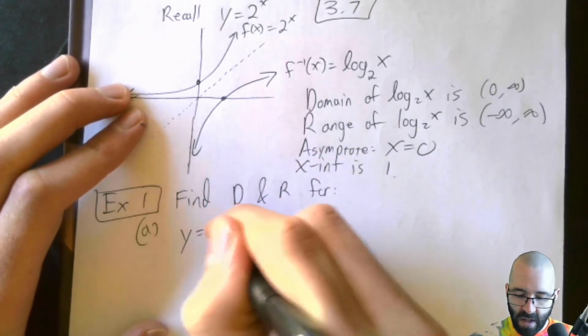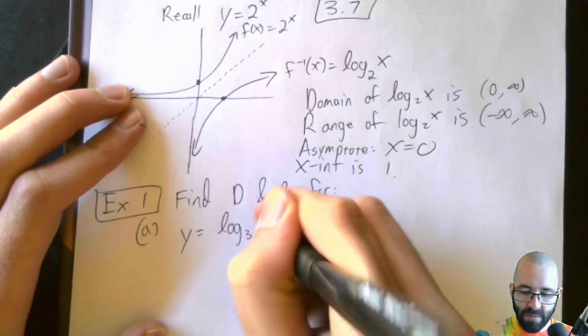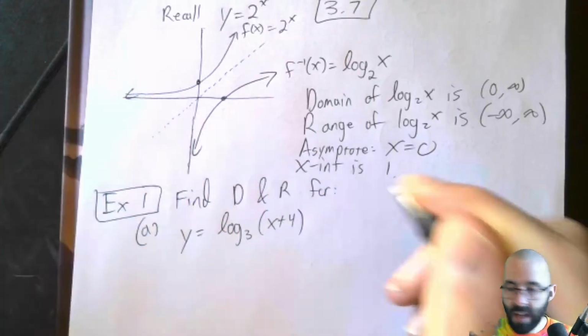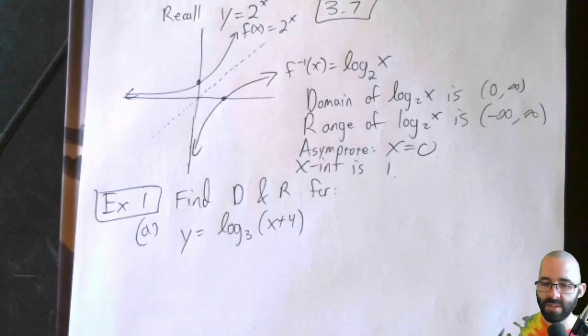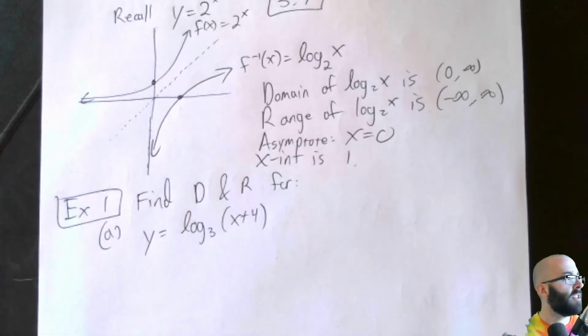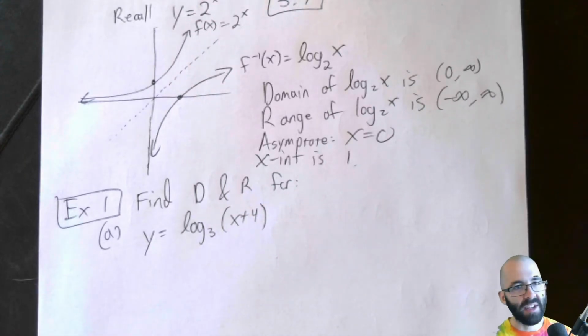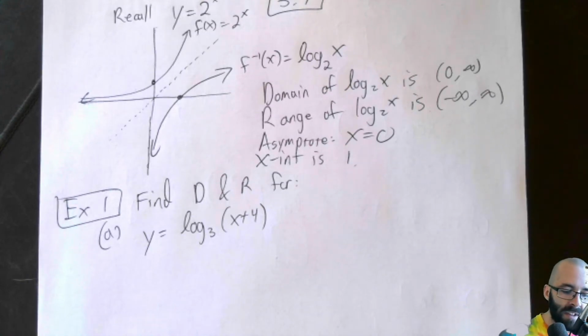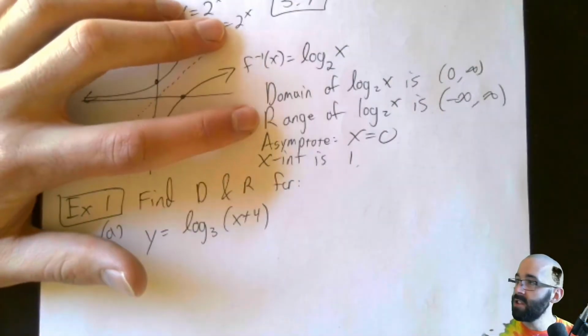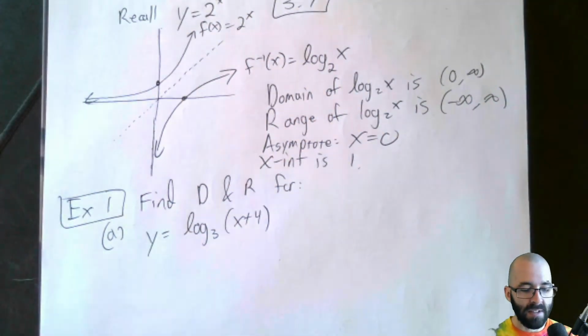Part 1. Y is equal to log base 3 of x plus 4. Now, just like with exponentials, I said the domain of an exponential function is all real numbers, always. There's no exponential function you can give me that doesn't have a domain of all real numbers, unless you do super wacky things that are outside of this class. And then it's not really an exponential function anymore.